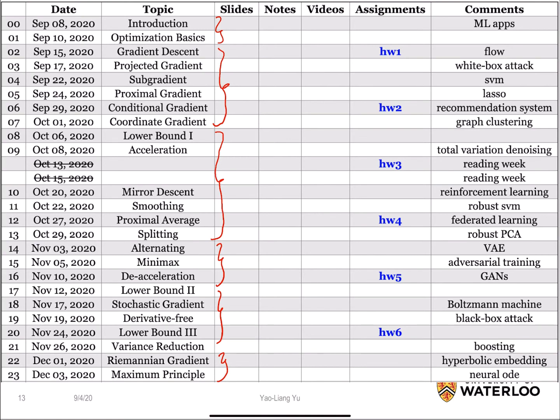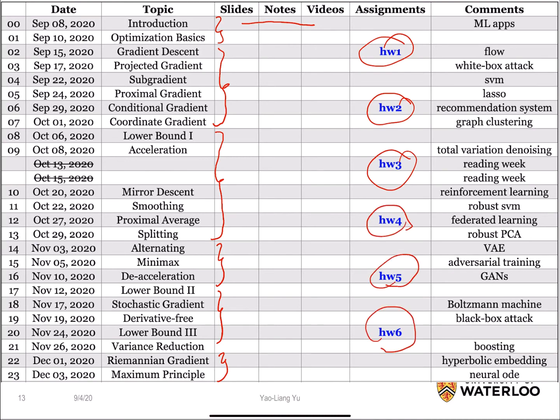Okay, so this is a rough outline of the entire course. Of course, we may change things a little bit, maybe reshuffle things a little bit, but this is roughly what you should expect. I will be posting slides, notes, and videos here, and you can see all the assignments, including the rough dates when you should expect us to post them. In the last column here, I'm also listing some machine learning applications that you can attack by using the corresponding algorithm. We'll go through them later on.